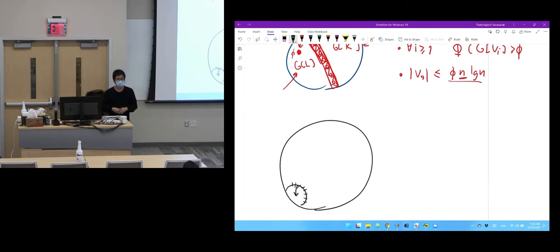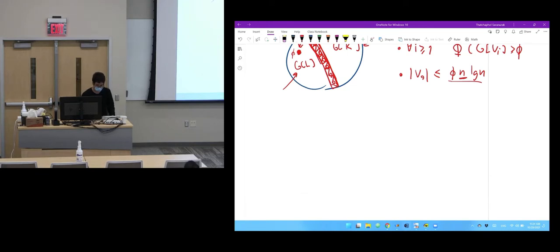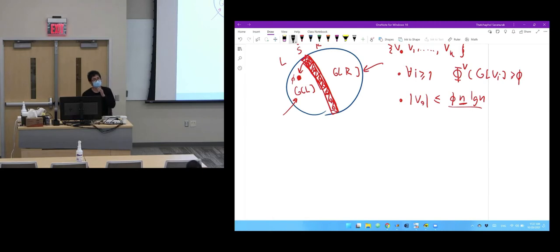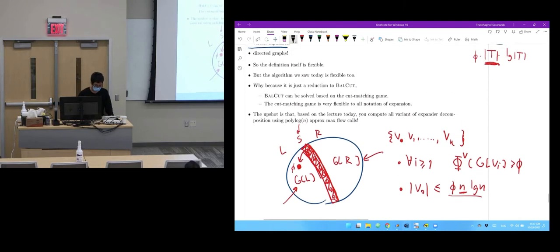So the bigger one is not charged. The vertices on the bigger side are not charged anything. Okay, because the definition of expander actually always takes the smallest one in the denominator. Yeah, exactly.